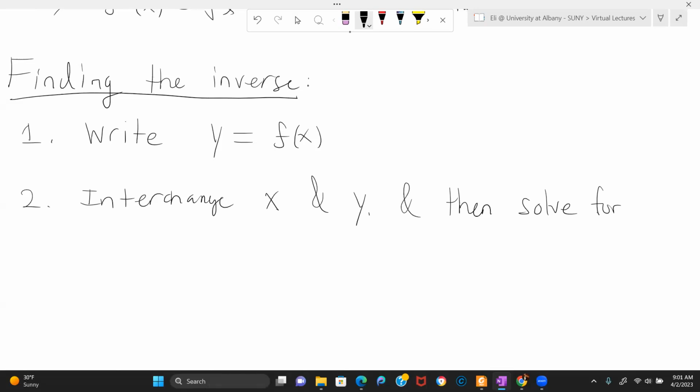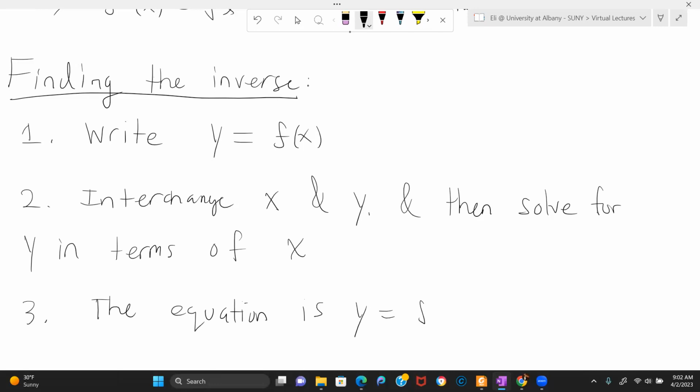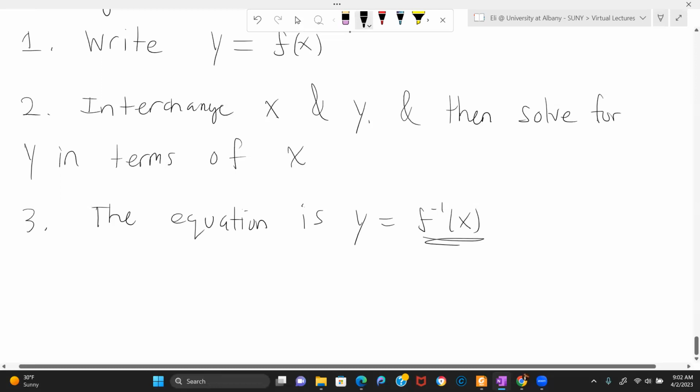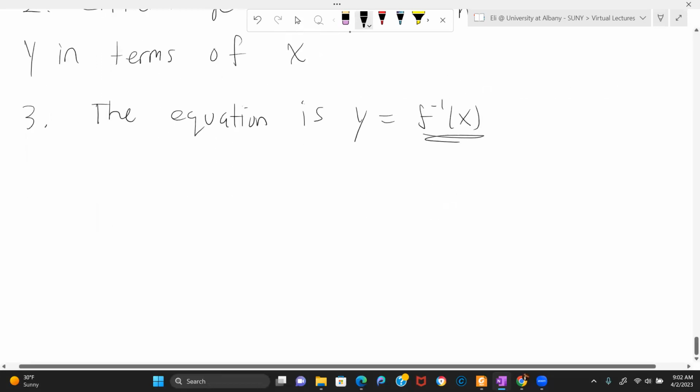So we're gonna interchange x and y and then solve for y in terms of x. And once you've done that, the resulting equation is y is equal to f inverse of x, and that will give you the inverse. You'll actually have the inverse. You have y is equal to some expression in terms of x, and you'll be able to read off the inverse. So those are the three steps.